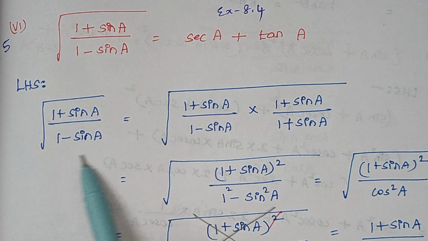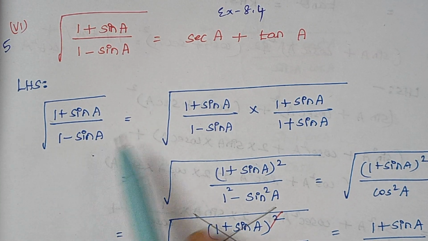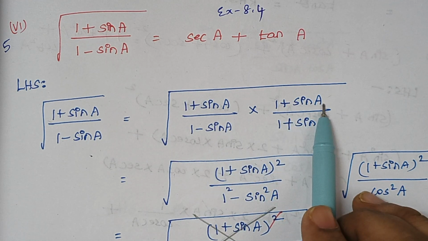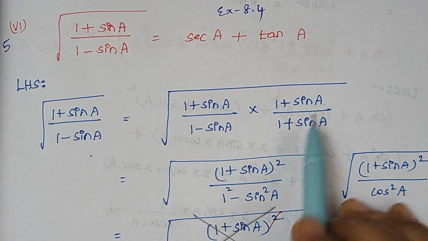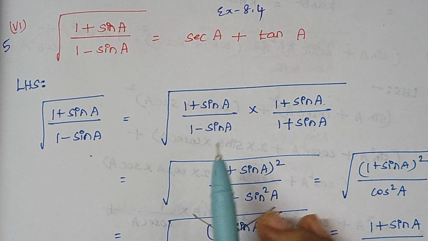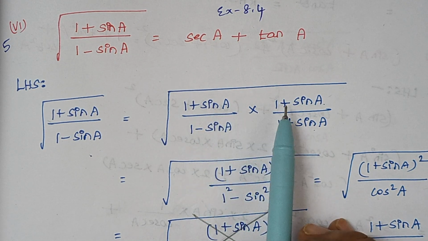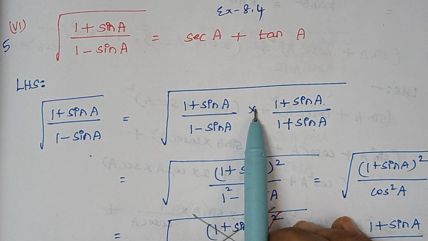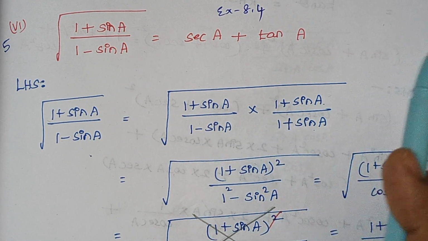So here we are taking our LHS part, right? And I am multiplying and dividing this term by 1 plus sin A. So 1 plus sin A divided by 1 plus sin A. So now what happens, you see, when you look at the numerator, both these terms are same, right? So this is just like A into A. So we can write it as A square.